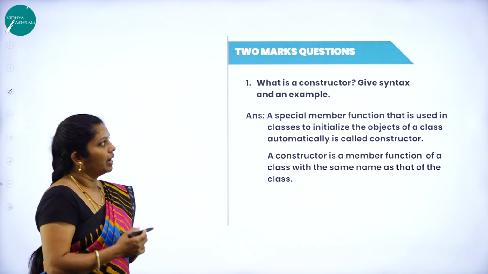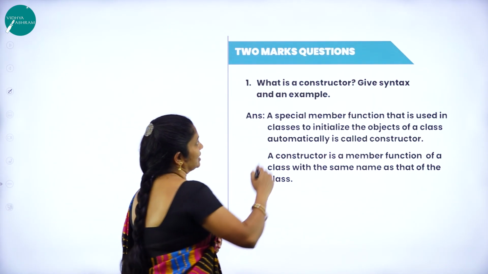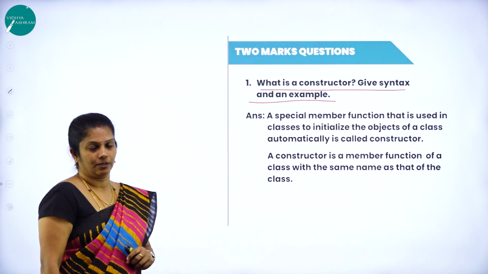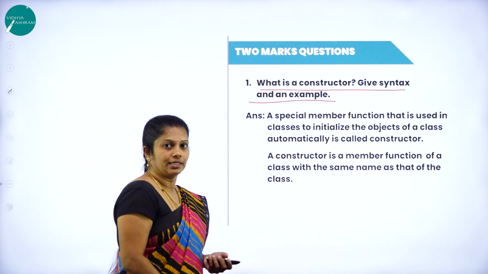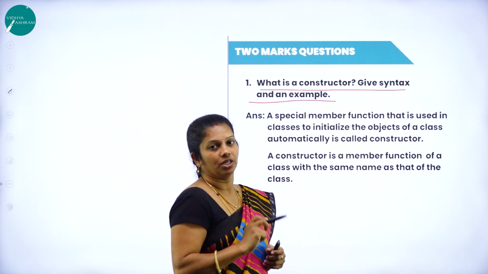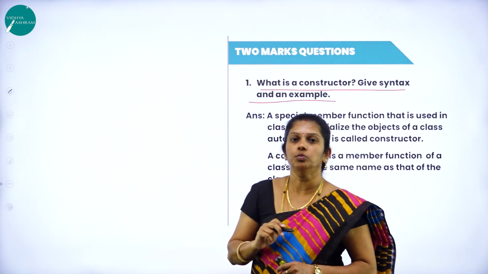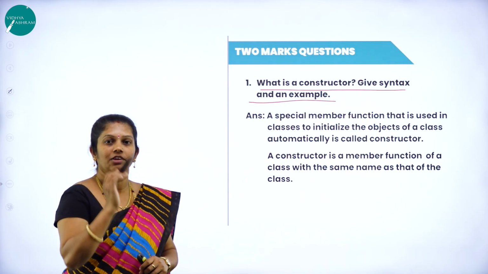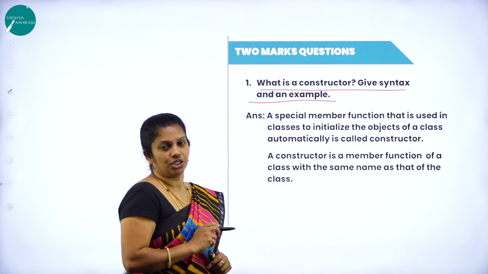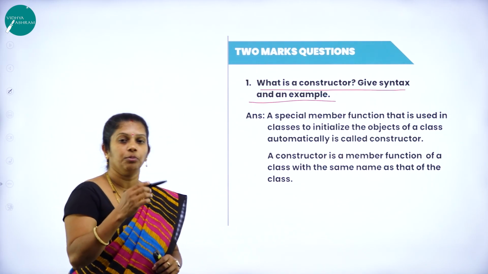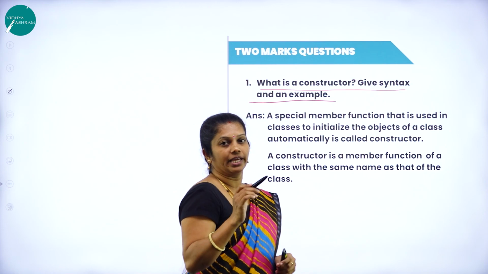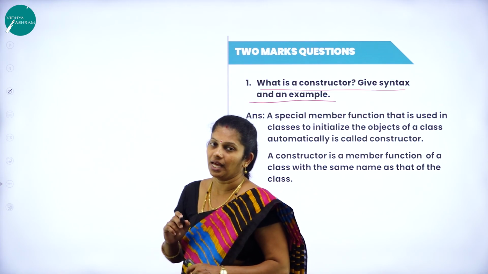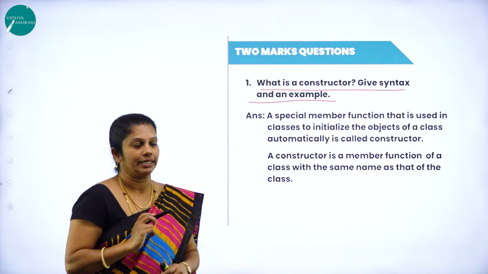For 2 marks, you may expect the question: what is constructor? Give syntax and an example for constructor. A constructor is a special member function used to initialize the object of a class automatically. Here we are not able to do any calculation, input operation or output operation. We cannot perform any other operation. The only thing we can do here is initialize the object of a class automatically.